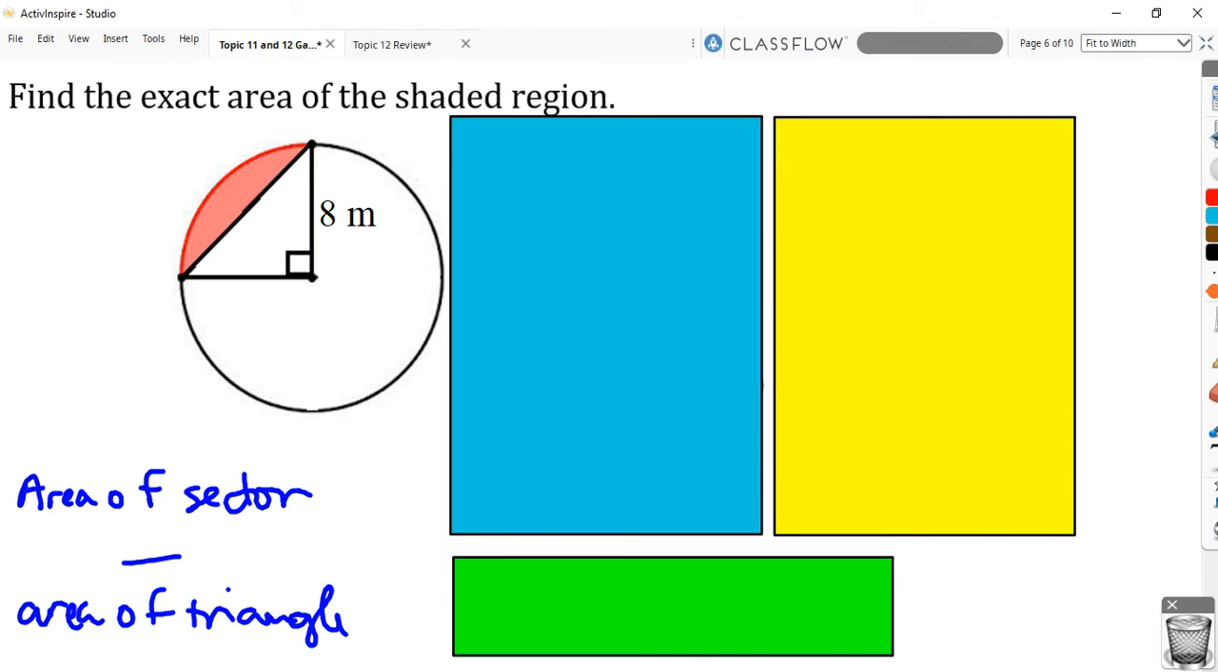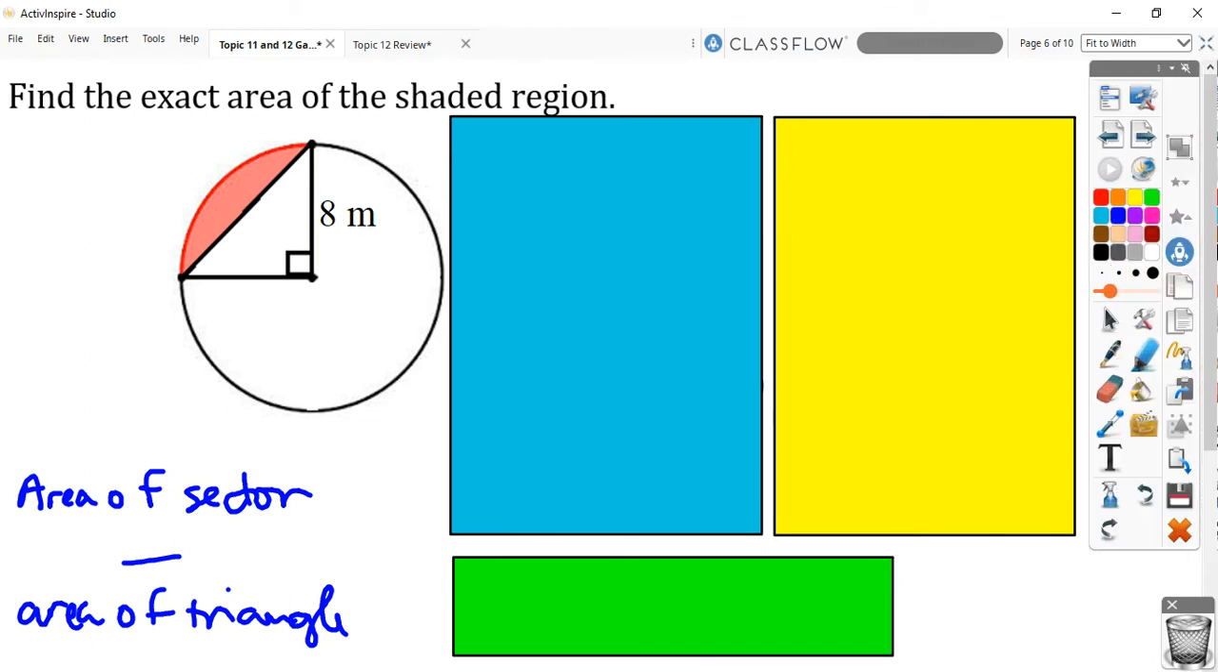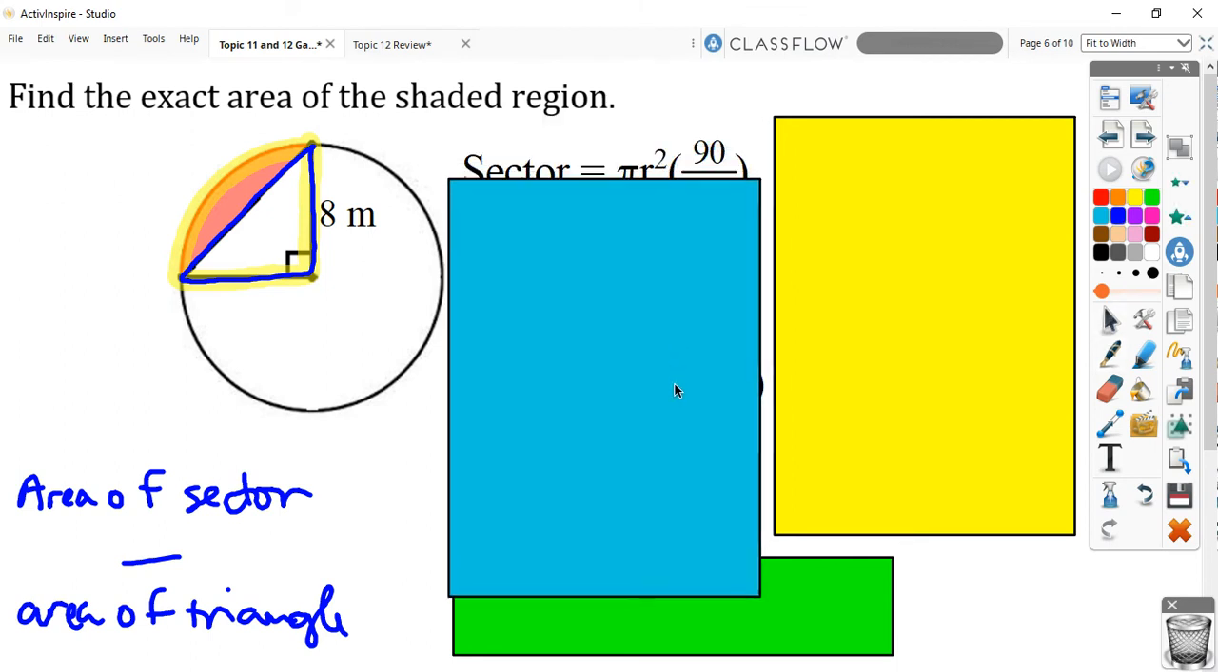Okay, area of that whole entire sector, that whole entire wedge. I'm talking about this entire outlined area, and then you subtract the part that's just the triangle. So subtract then this blue part, and you'll be left with just the pink shaded region. Okay, so here's how we do it.